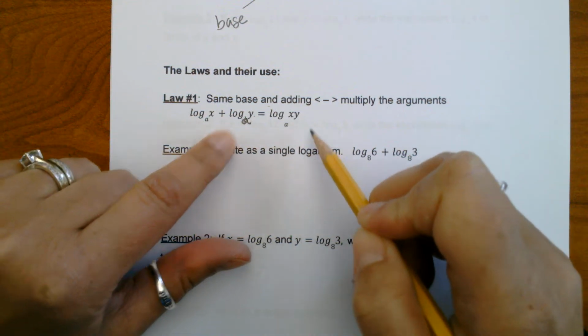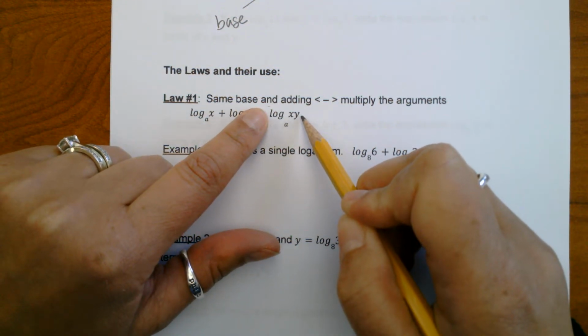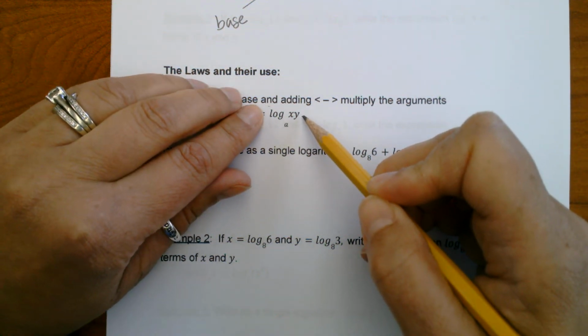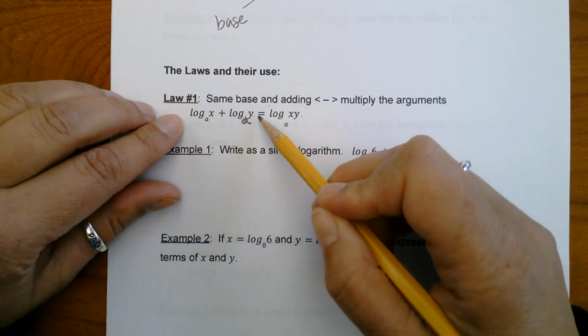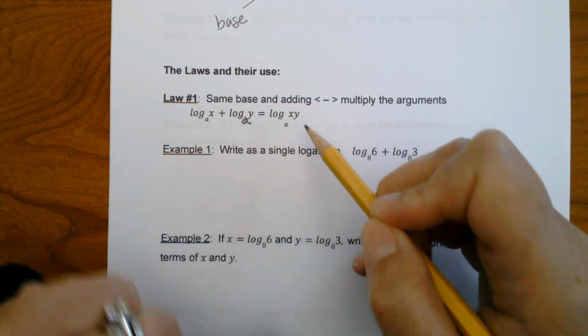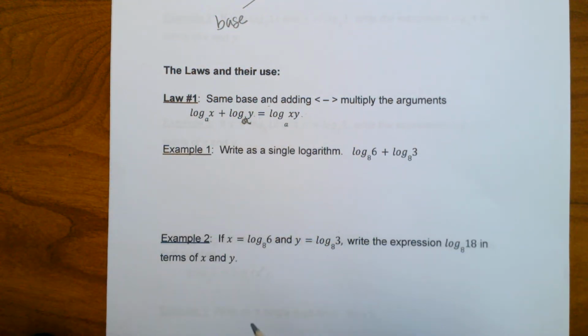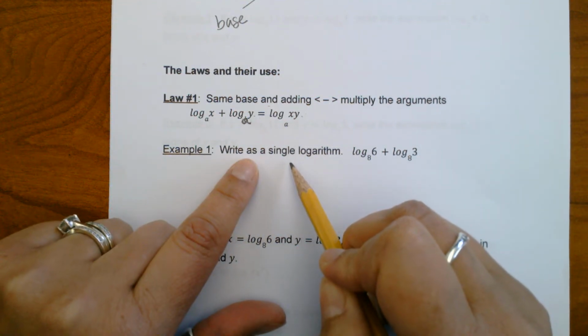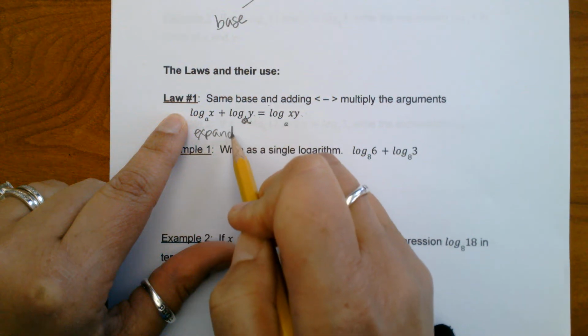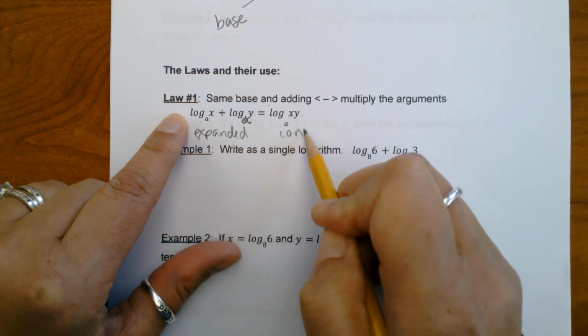Okay. Or we can contract it. This is the contracted version, the version that is a little bit more simplified. So instead of having 2 logs, we have 1 log. And make sure that you changed it in your sheet. It should be that. Okay, example number 1. Write as a single logarithm. So we're going from an expanded version to a contracted version.